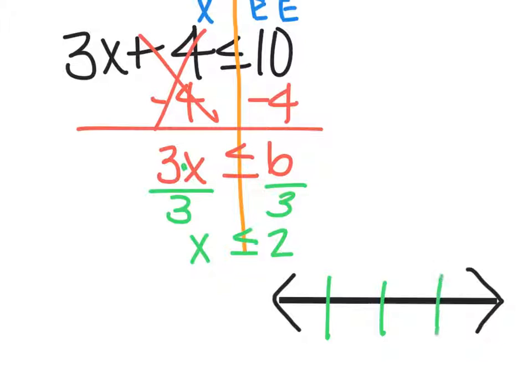So I'm going to do my number line. The middle number is 2. The number below that is 1. The number above that is 3. Remember, my circle is going to be solid because this is equal to. And because it's a less than and it's pointing to the left, I want to draw my line to the left to show that's where my solutions are.